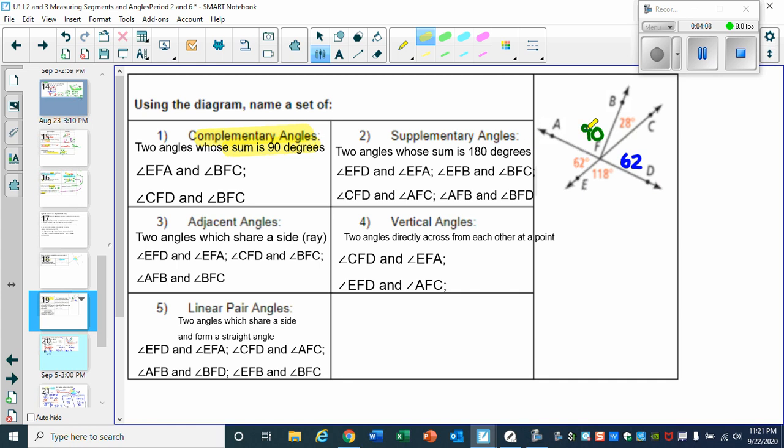So a couple examples would be if we have EFA and BFC. That's one example of complementary angles. We could also say CFD and BFC. That's another pair of complementary angles. Notice CFD, as we start at C, go to F and D, B, F, and C. Remember, middle letters are the turning point.